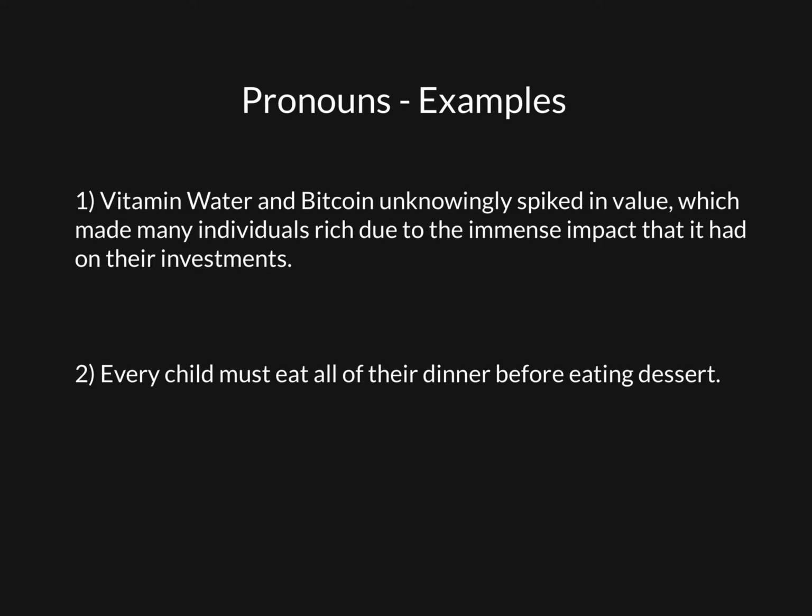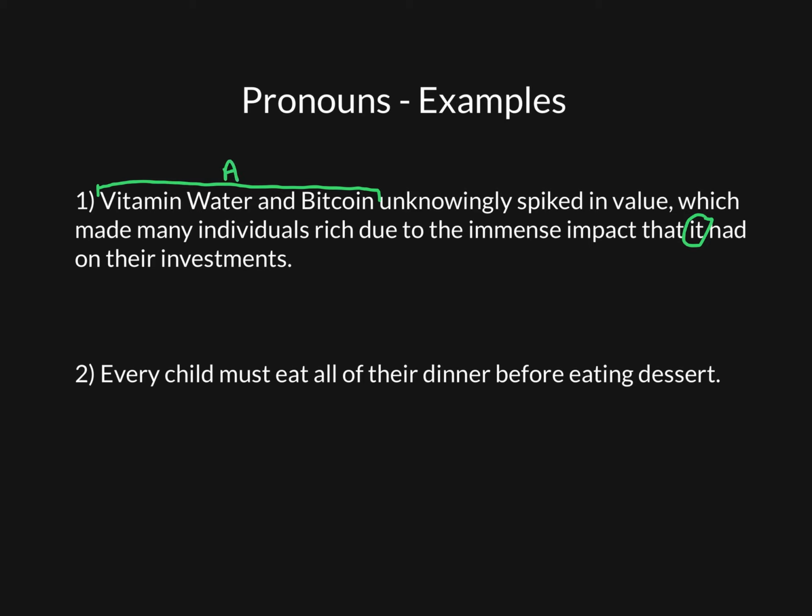So in number 1, we have vitamin water and Bitcoin unknowingly spiked in value, which made many individuals rich due to the immense impact that it had on their investments. So initially, looking at this sentence, everything looks proper. It looks like it makes sense. However, let's double check that our pronoun correlates with the antecedent correctly. So where's the pronoun in this sentence? Well, we have it is the pronoun. Now, what is it describing? Well, it is describing the vitamin water and Bitcoin, which is our antecedent.